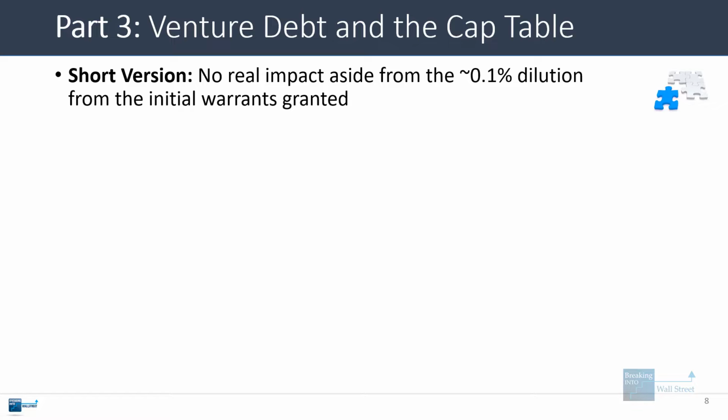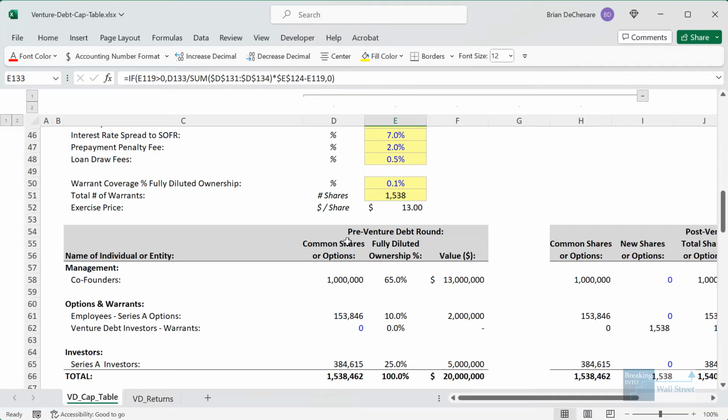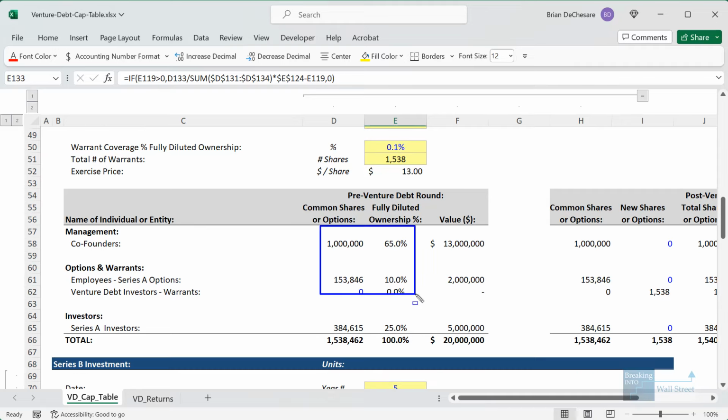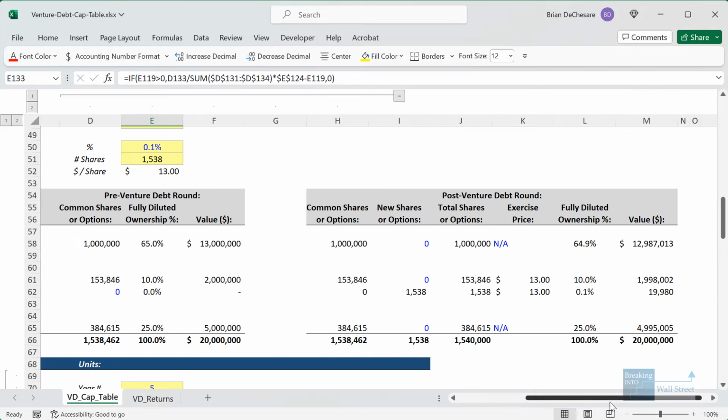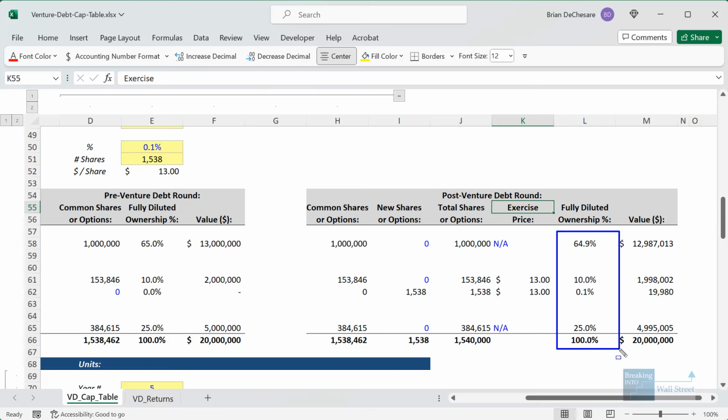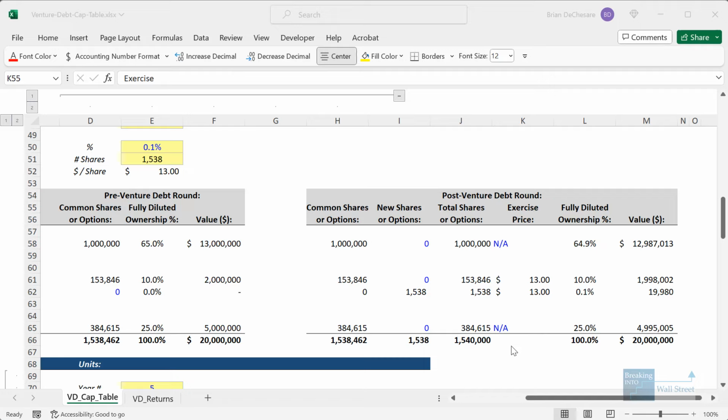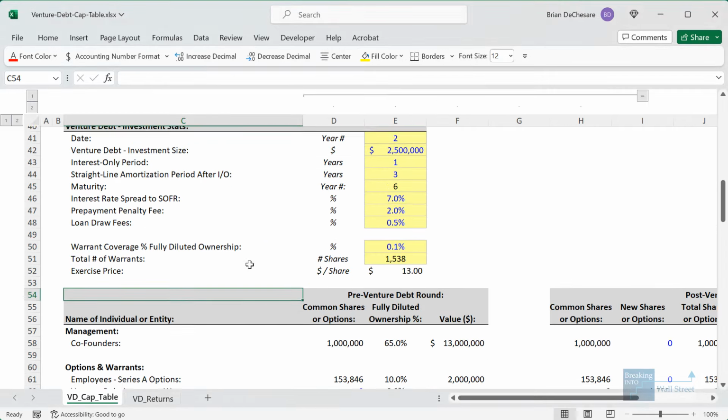In terms of the impact on the cap table, there isn't a real impact in the beginning. There might be a 0.1% or 0.2% impact if we go up and look at our venture debt round right here. Before issuing venture debt, co-founders own 65%, employees own 10%, the Series A investors own 25%. After issuing the venture debt, the co-founders own 64.9%, the venture lenders own 0.1%, and then the employees still have 10%, the VC investors still have 25%. So there is a very small impact here from these 1,500 or so of warrants that are issued, but it is very, very minimal compared to traditional priced VC rounds.